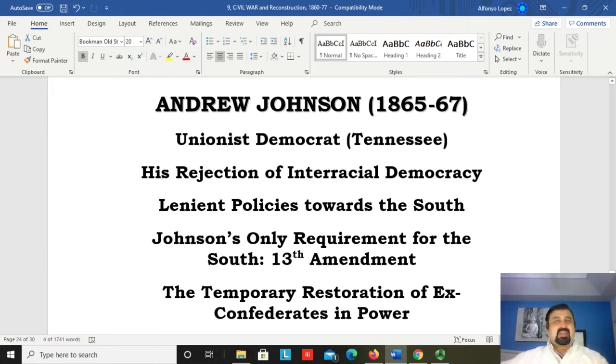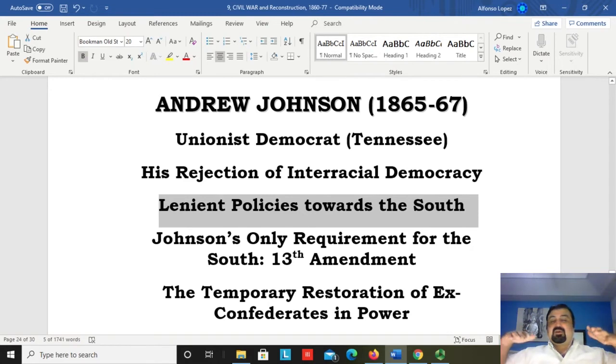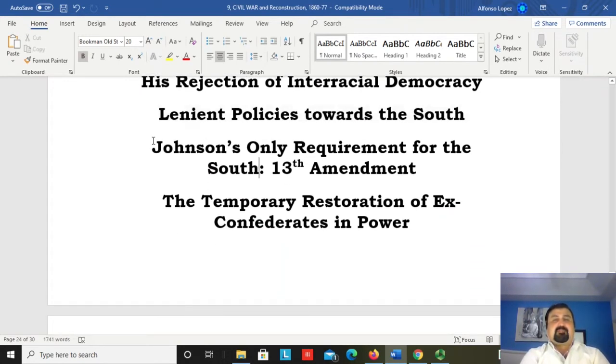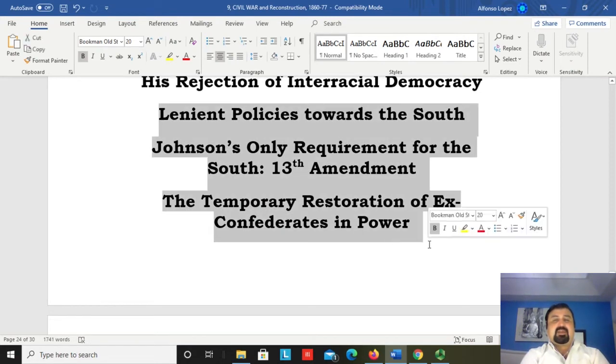But it was not just that. What was problematic was that he just did not want to reform Southern society, but he was also very lenient towards the South. He was very lenient in that his policies towards the South were such that he allowed for the temporary restoration of the ex-Confederates back in power.